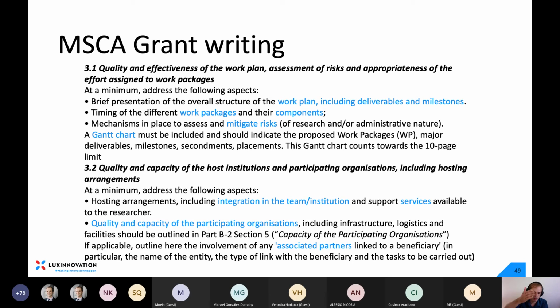But it's really about how do you divide your work into different packages to be able to manage it. And so you shouldn't have too many packages there. Generally we recommend having around 6 or so work packages, and only 2 to 3, maybe 4 of them should be scientific work packages.